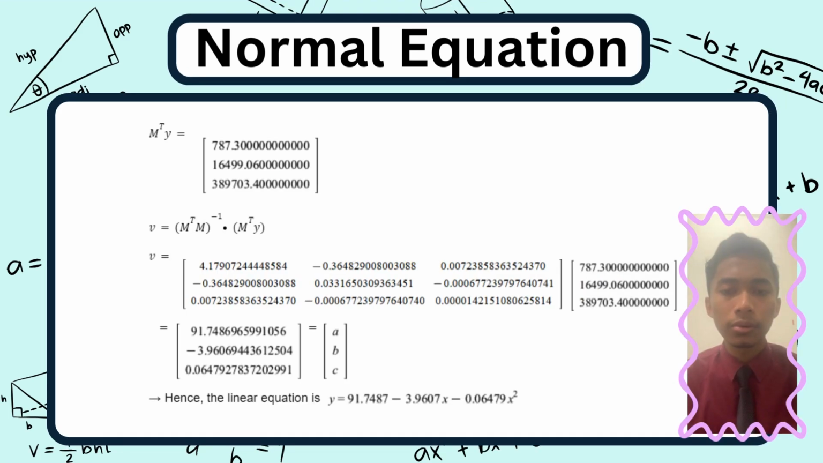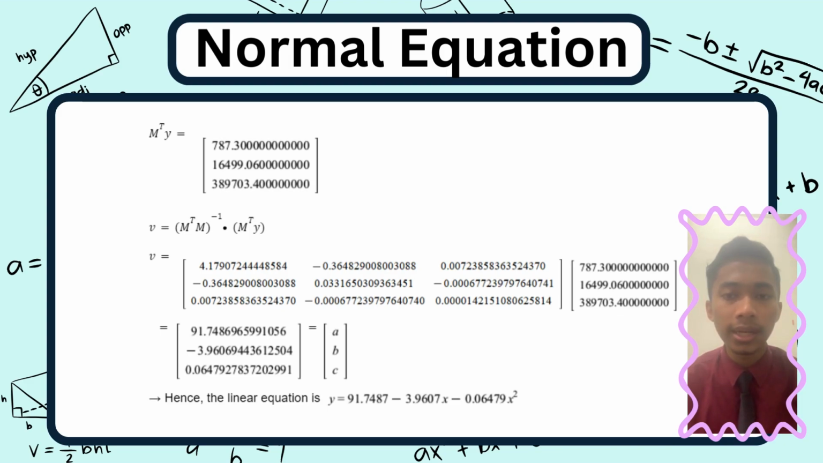We'll get the value of the 3 times 1 vector for M transpose Y. So to find the v, we will use the formula of M transpose M inverse, times M transpose Y, and hence we will get the 3 times 1 vector, which is equivalent to A, B, C, and also the meaning of a plus bx plus cx squared.